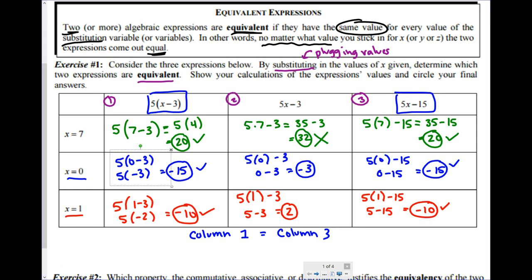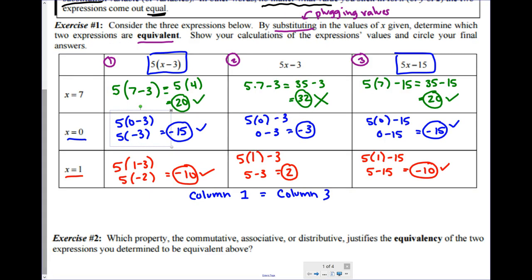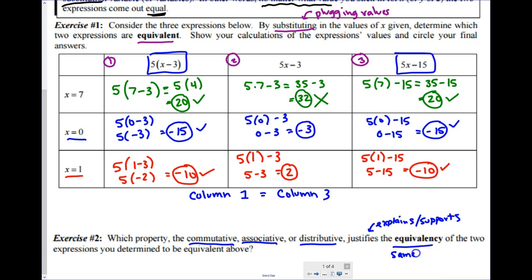They're equivalent. So exercise 2 is now asking which property, the commutative, associative, or distributive, justifies, meaning explains or supports, the equivalency, which is like saying the sameness of the two expressions you determined. So this is saying, well, is it the commutative reason that they're the same? Is it because the associative property is the same or the distributive property?